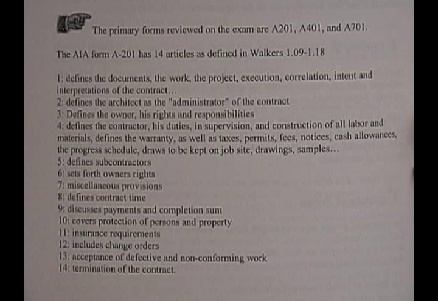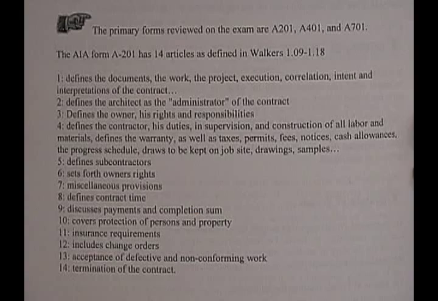It defines any warranties he's going to provide, as well as the taxes, permits, fees, notices, cash allowances, progress schedules, and drawings that must be kept on the job site. So it defines what the job's going to be and how he or she is supposed to do it. Section 5 defines the subcontractors, who they are, how they're supposed to be hired and dealt with, and how they're supposed to be controlled by the contractor.